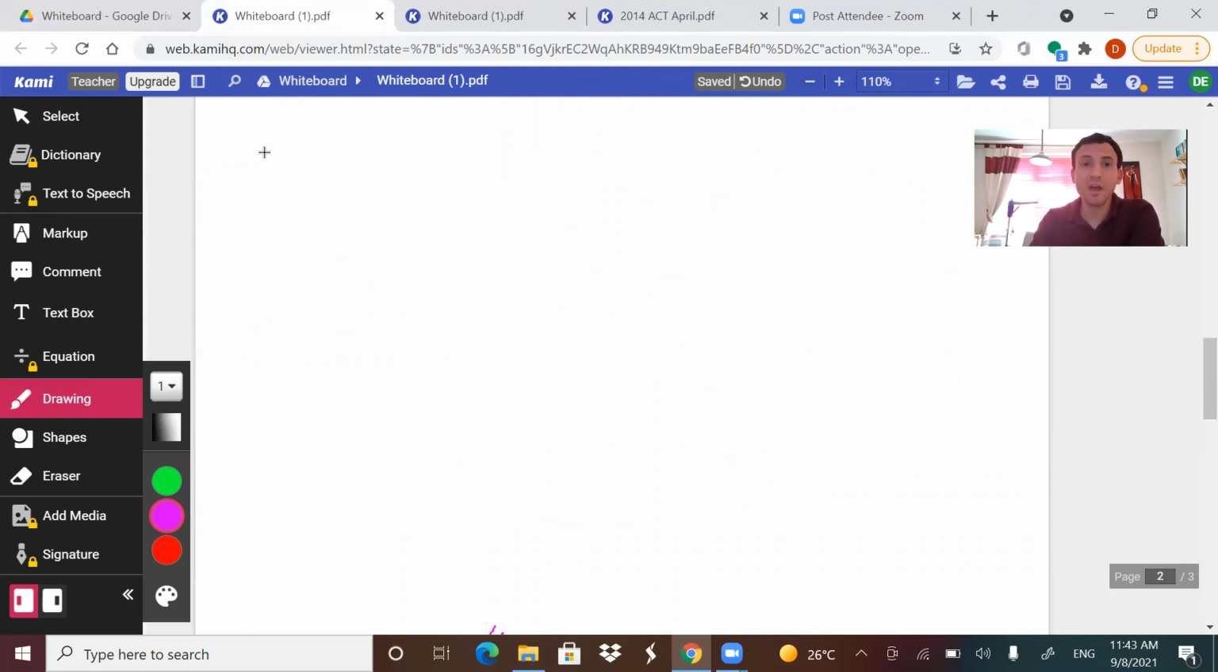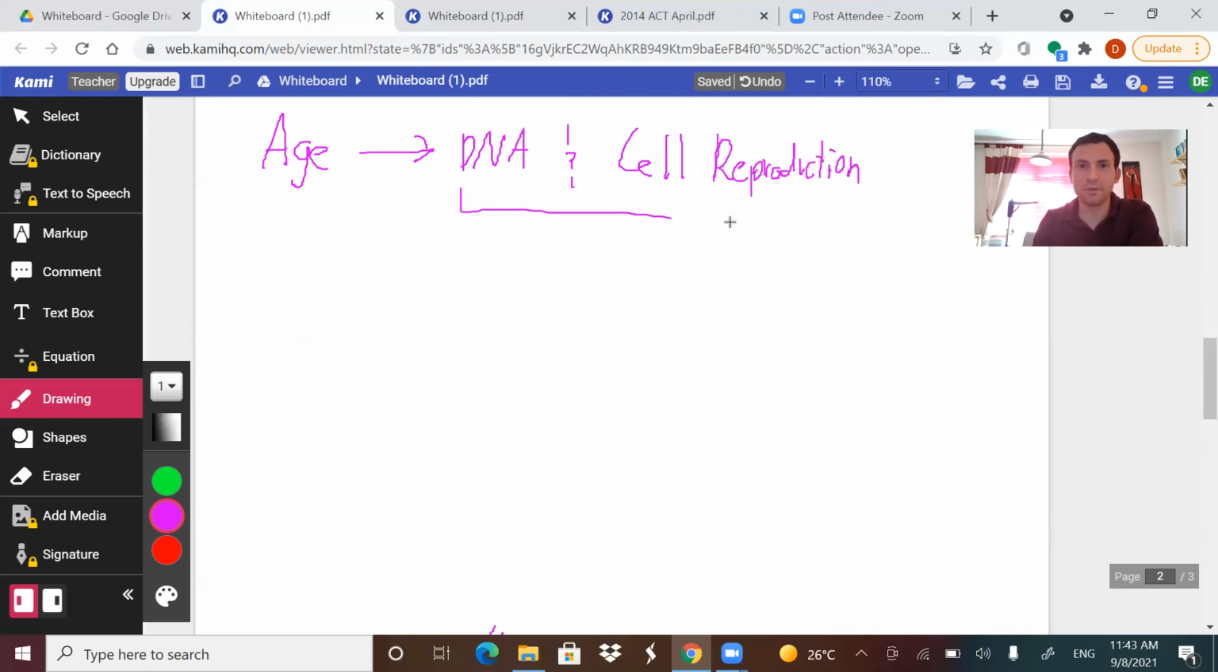So they may say, hey, we know that adults age. And for a while, scientists have kind of been able to link the aging of adults to our DNA and the replication of cells. So DNA and cell reproduction results in aging. What scientists don't agree on is what within the DNA and cell reproduction actually causes the aging, right?